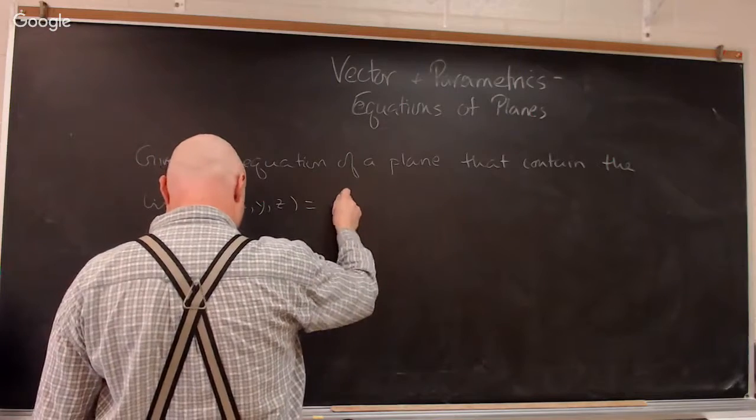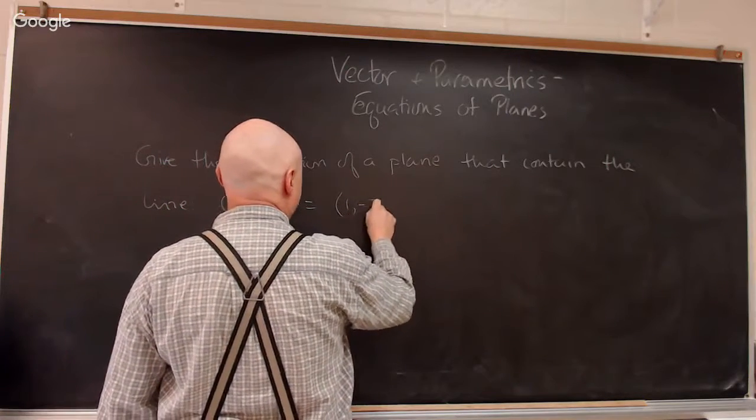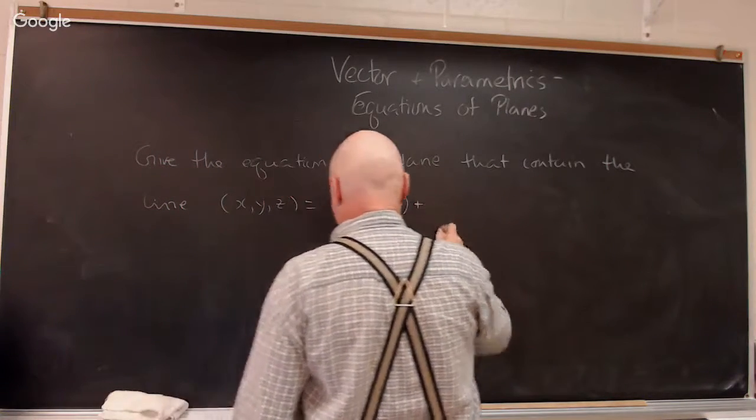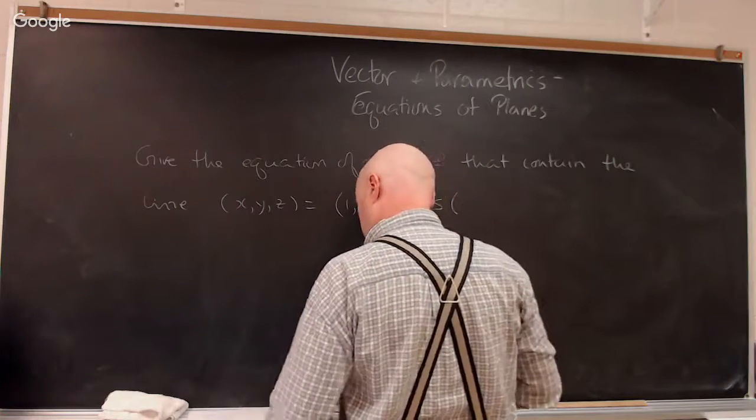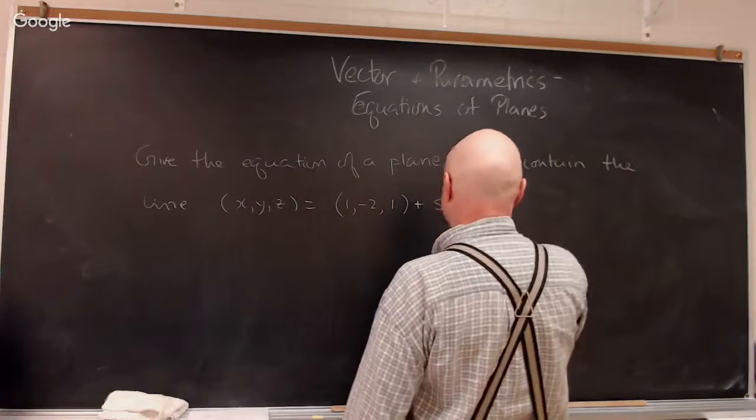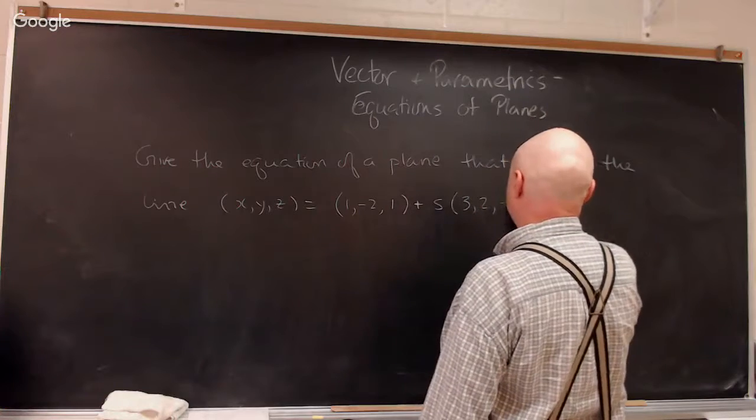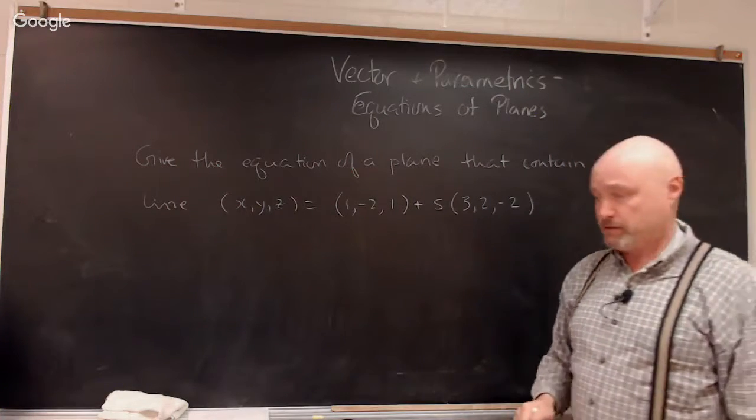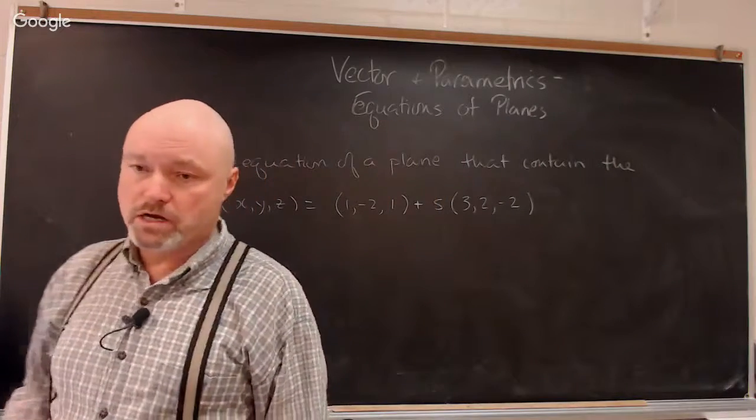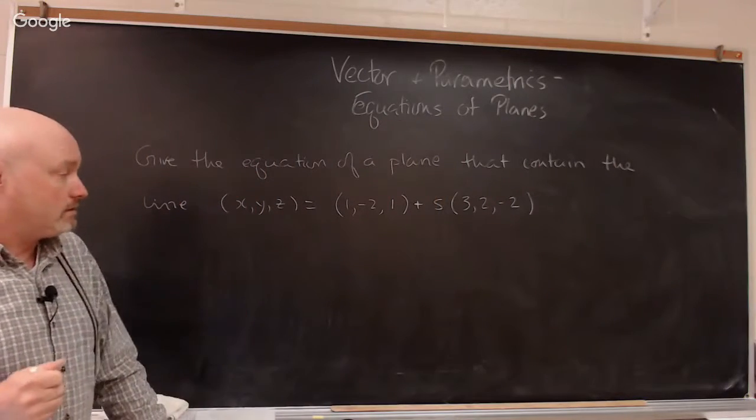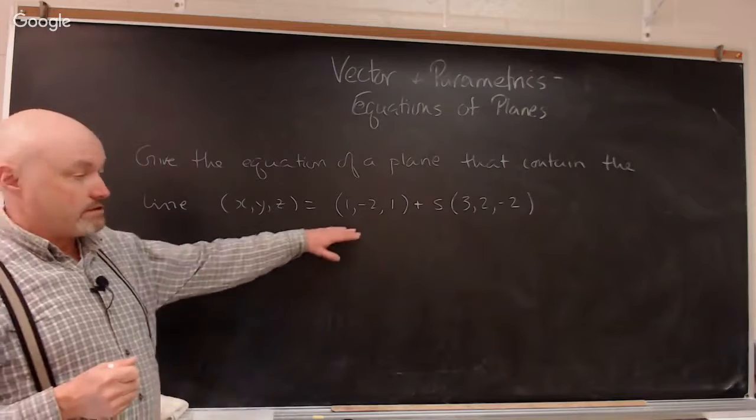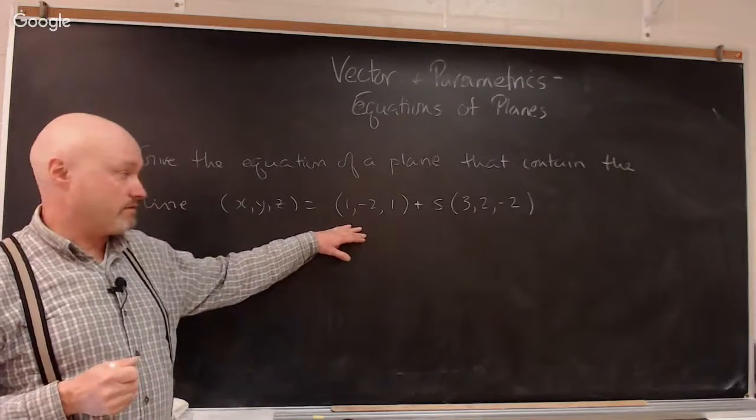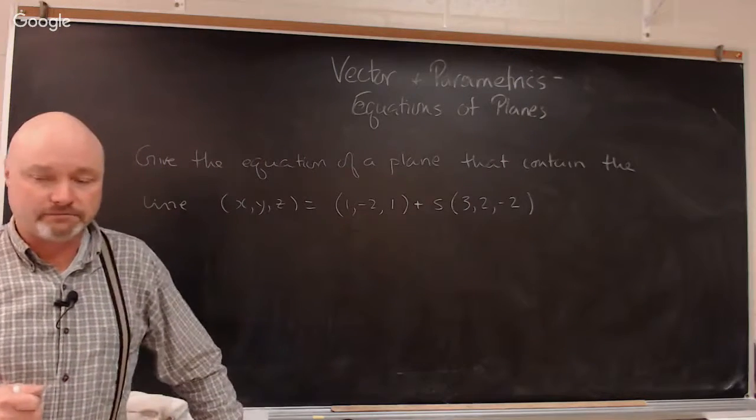So a line that's defined by the position vector 1, negative 2, and 1, plus the direction vector 3, 2, and negative 2, but it doesn't really matter. Okay, so there we are. We want to come up with the equation of a plane that contains this line, and this is the vector definition of that line.